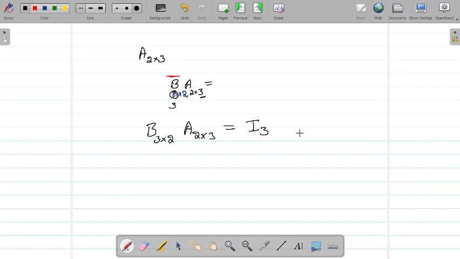identity matrix of size 3. I mean, this is 1 0 0, 0 1 0, 0 0 1. Then I'm going to call B a left inverse of A. But here you should think about it. Is it possible to find such a B? Once we discuss the rank of a matrix, then you can easily tell whether it is possible or not.